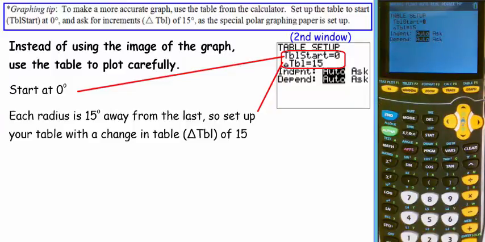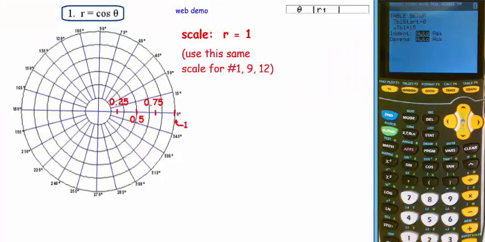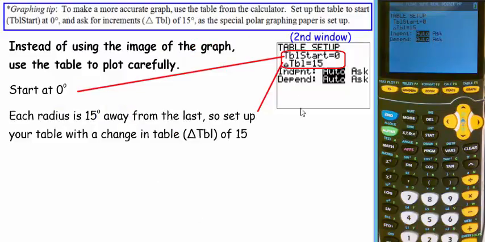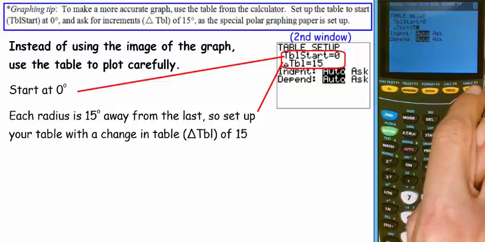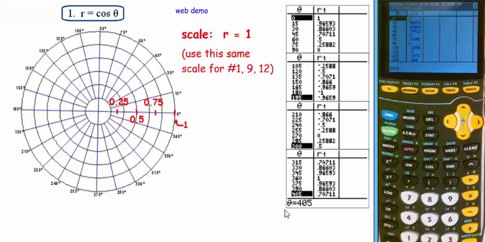Okay, and we want to start our table at 0 because we're going to be plotting in our values between 0 and 360. But if you notice on the actual grid, if you look at your paper and you're looking at this grid, we have every 15 degrees. So that's why we're going to do our change in table, the delta table, as 15. Now, to actually see your table, you're going to hit second graph. You can see right above graph it says table, so do second graph. On my screen up here, it's really small, so I've copied all of those values over here, but you have it on your own screen.